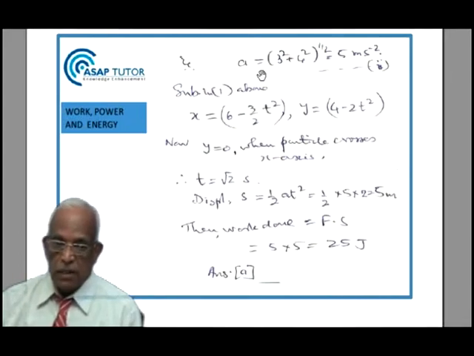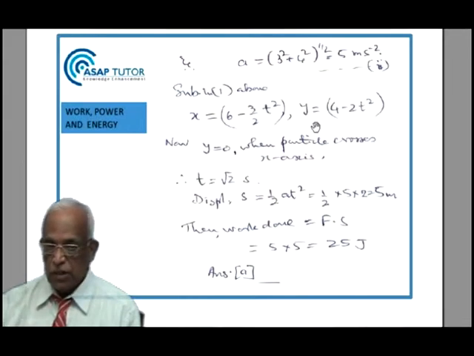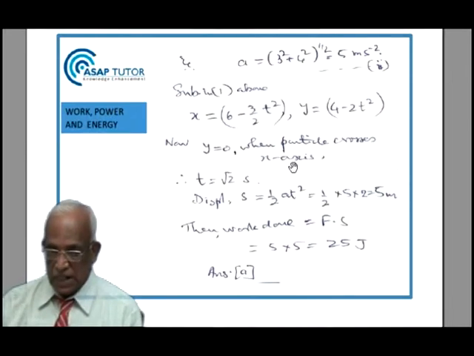So I get a equal to 3 square plus 4 square raised to half, that is 5 meters per second square. This is the acceleration. Substituting in 1, I get x equal to 6 minus 3 by 2 t square and y equal to 4 minus 2t square. Now y is equal to 0 when the particle crosses the x-axis. That is the condition I have been given.